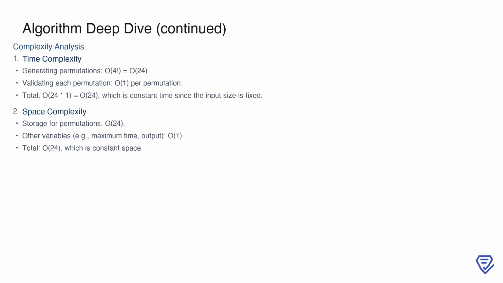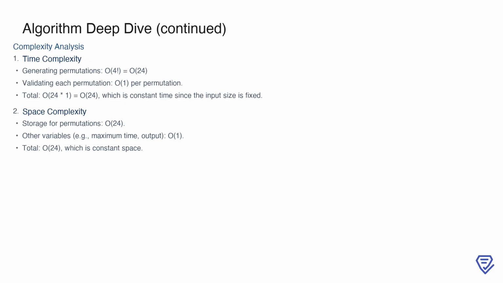Finally, let's analyze the complexity of our solution. The time complexity is dominated by the generation of permutations, which takes 4! or 24. Validating each permutation involves simple mathematical checks, which take O(1) per permutation. Since there are 24 permutations, the total time complexity is O(24), which is effectively constant time given the fixed input size.